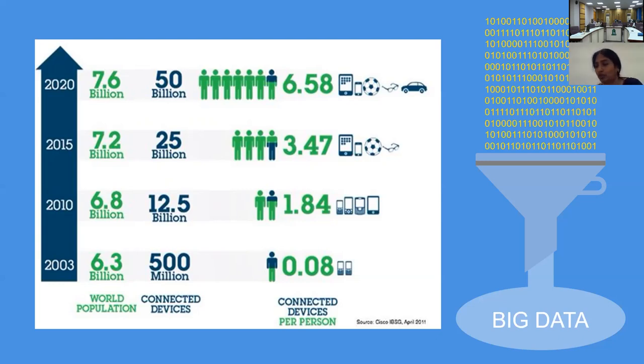For example, just a single individual at the end of 2020 would have about 7 devices per person. Name it: laptops, phones, Fitbits, any other wearable technology that you may have. Now imagine just one person, how much data they generate, and multiply that by all the people in the world. You actually have a lot of data, and that is just people. If you then include companies, corporations, governments, and countries, you actually have enormous data.